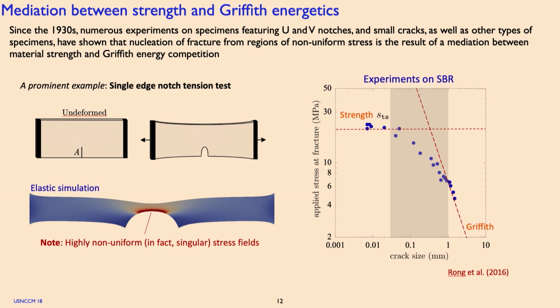And what you see is that, yes, indeed, and these are experimental data on SBR, synthetic rubber, when the notch size is sufficiently large, Griffith energetics explains the data. However, as the notch becomes small, the notch size starts to approach around the same size as the defects of the material. So here we see strength start to enter into the picture in that limit. What happens between the two looks basically like an interpolation between strength and energetics.